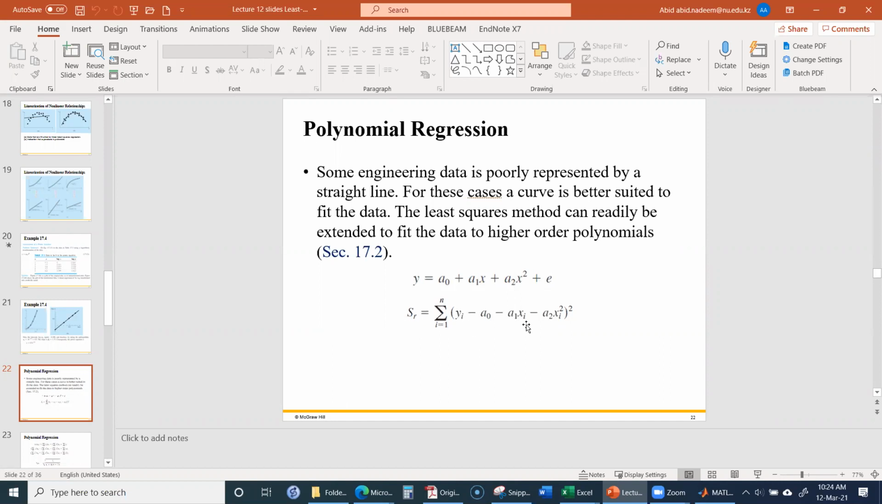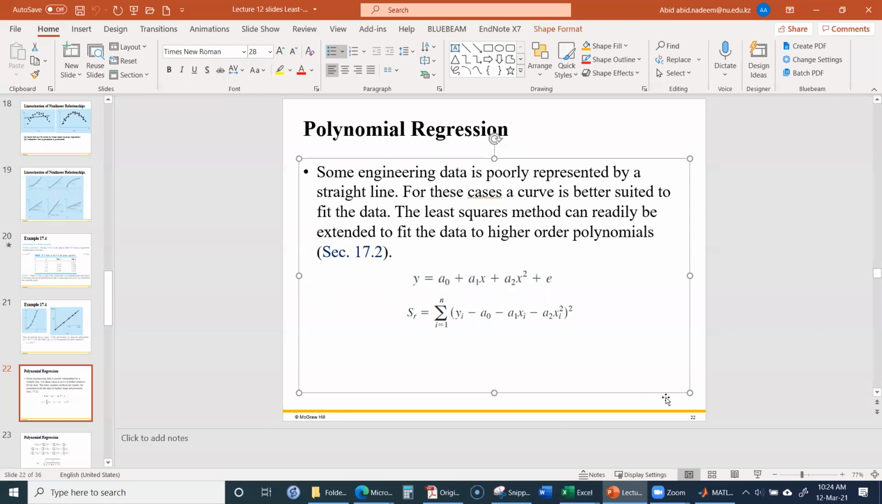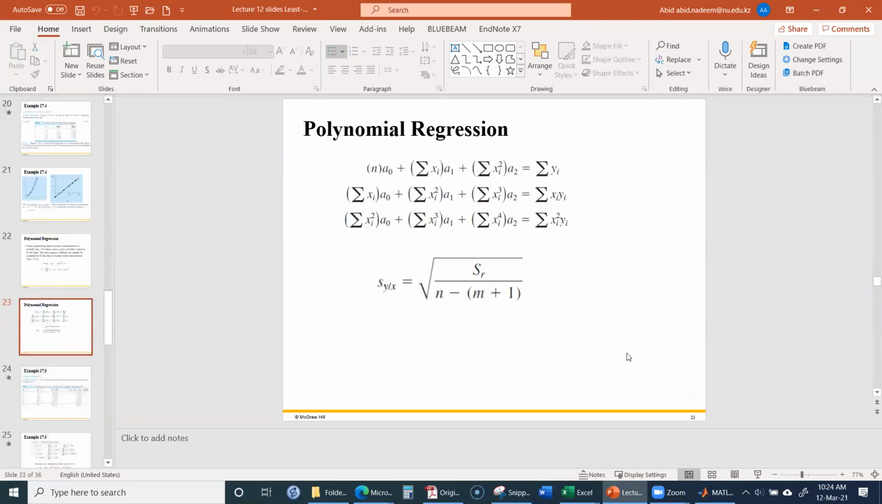And remember that the basic principle in these kinds of regression methods is that we have to minimize this difference. Since in this case we have three unknowns, for the minimization we have to take three partial derivatives. After taking these partial derivatives and doing some algebra, we can rearrange the terms in this form. The solution of this system of three equations will give us the values of a0, a1, a2.